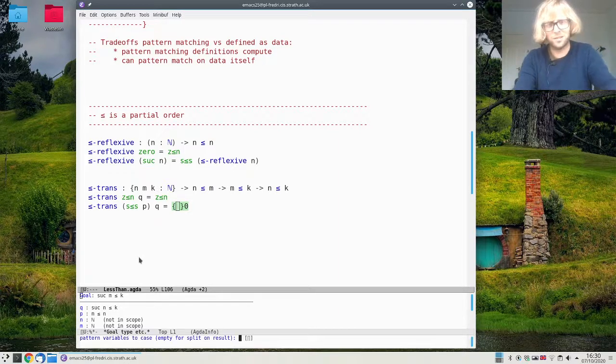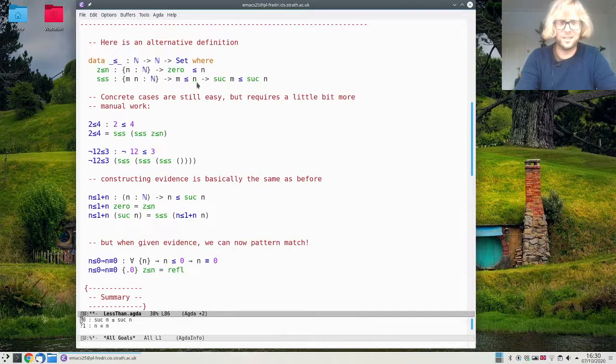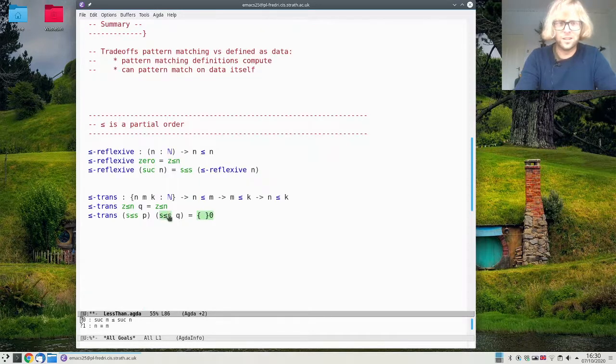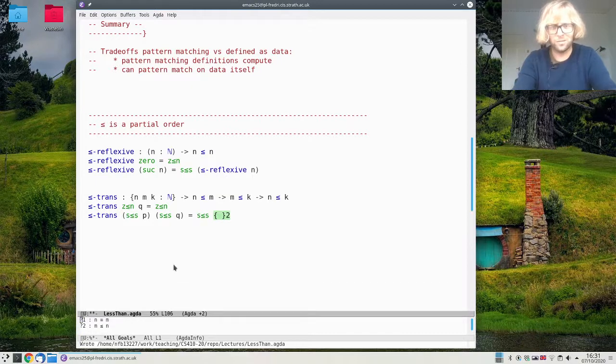So if we pattern match on q, we see that there's only one thing this q could possibly be. It has to be a successor smaller than a successor. We don't have to worry about it being this one, because this one is not of the form successor of n smaller than something. So we only dealt with this case, which means that we're now in a very lucky situation where first of all we have to prove that successor something is smaller than successor something. Well, we know how to do that.